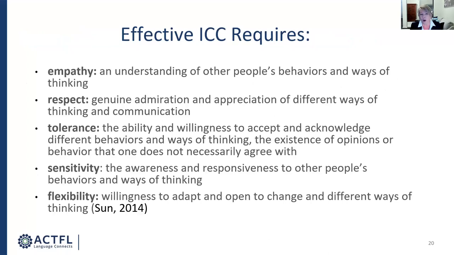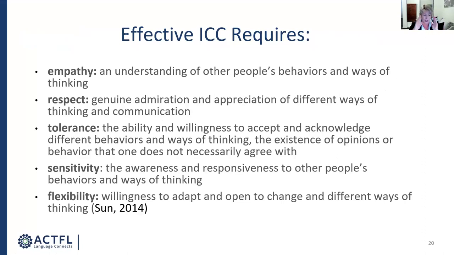So I'm borrowing from a past president of TESOL, Soon. She said effective ICC requires empathy, respect, tolerance, sensitivity, and flexibility. And I personally believe we need this in our world now more than ever.